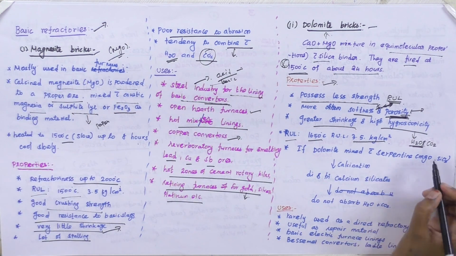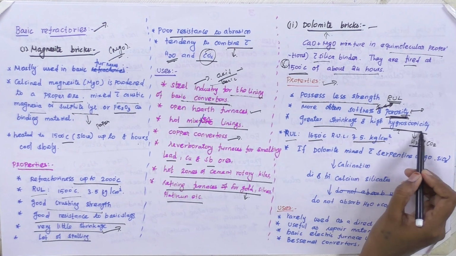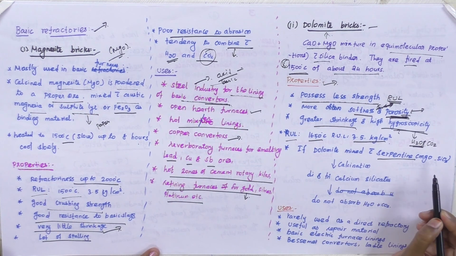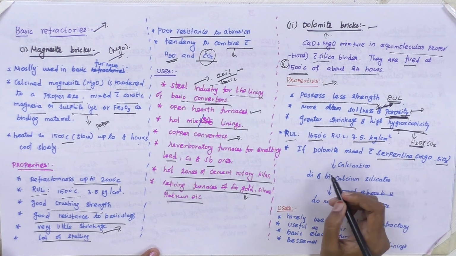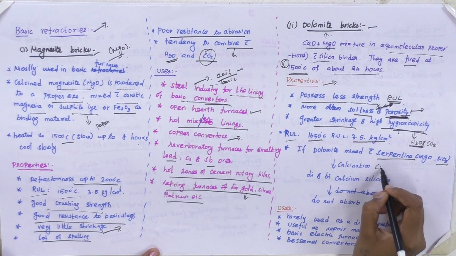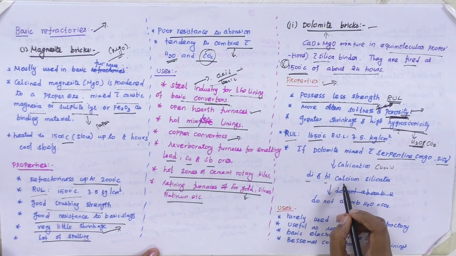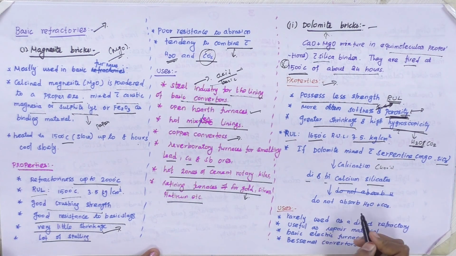To reduce the hygroscopicity of dolomite, we can mix it with serpentine, that means magnesium oxide and silicon dioxide. After that we have to calcine at above 400 degrees Celsius in absence of air. There we get di and tricalcium silicates. These di and tricalcium silicates do not absorb water and carbon dioxide.